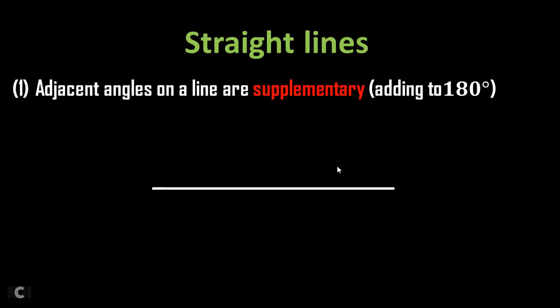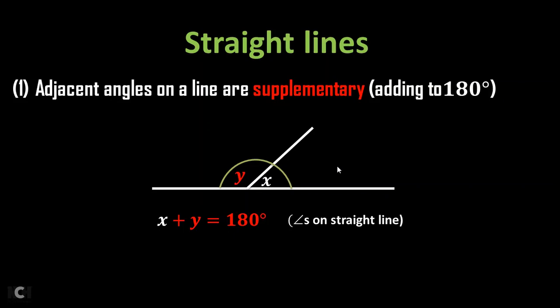Now suppose we have a line and another line that intersects that line. So this will mean angle Y plus angle X will be equal to 180 degrees. What is the reason for all this? The reason will be angles on a straight line. So this is the short reason that you can use when you are answering your questions in Euclidean geometry.